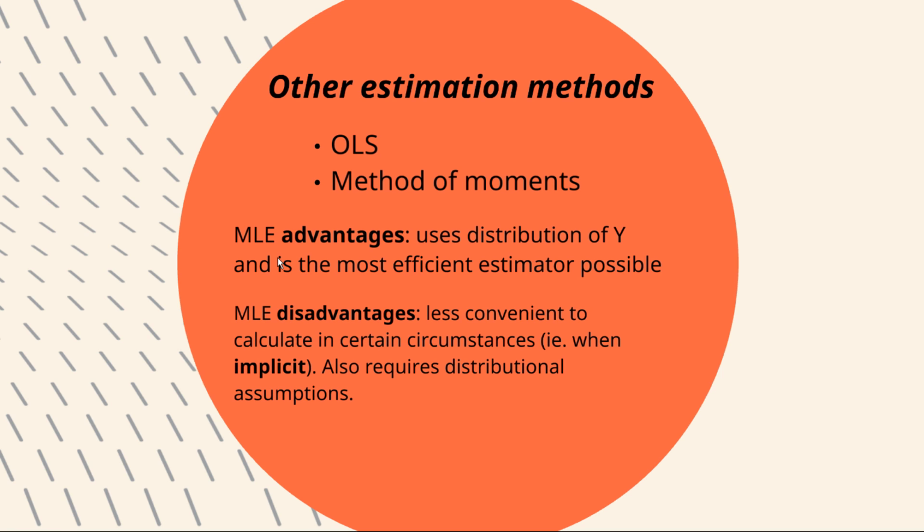The disadvantages of MLE is that it's less convenient to calculate in certain circumstances, for example, when it's implicit. And it also requires distributional assumptions. So we've been saying all the way through that this distribution is assumed to be normal, so let's use MLE. But generally, that's not such an issue in large samples. It tends to be more of a concern when you're dealing with smaller samples.